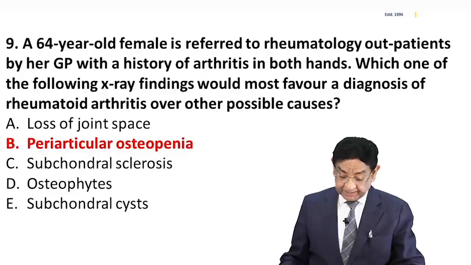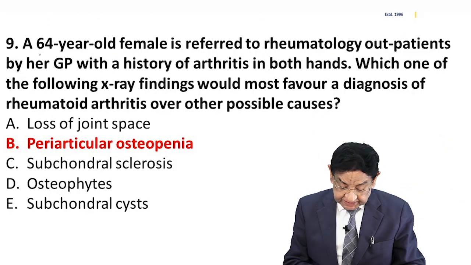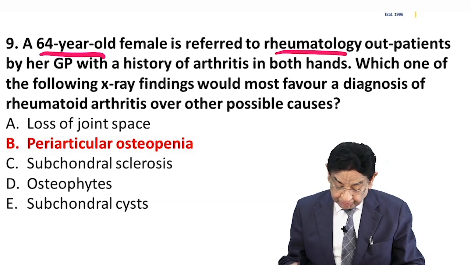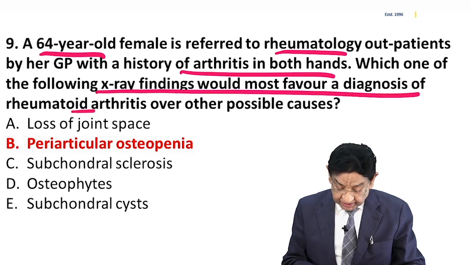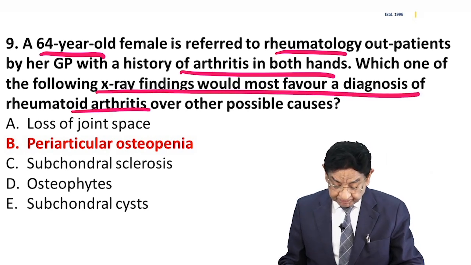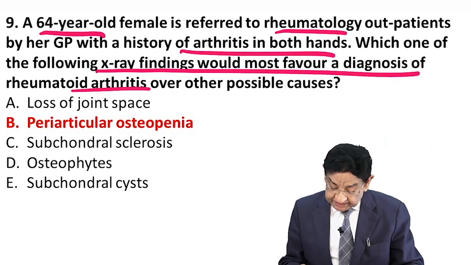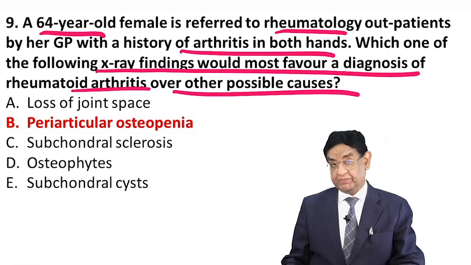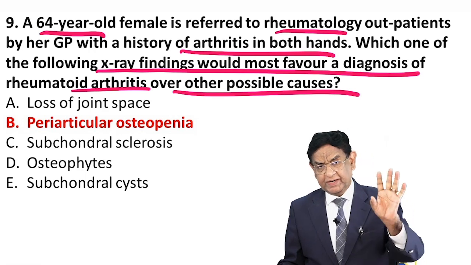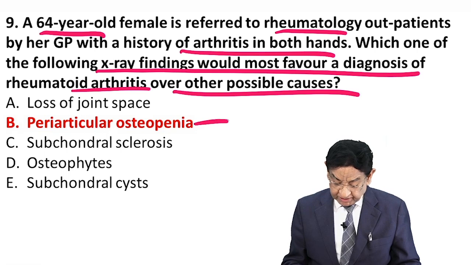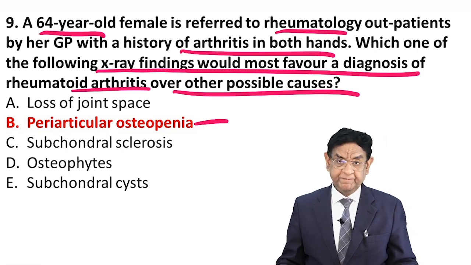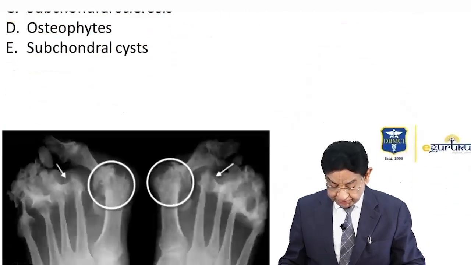Question number 9. You are getting a 64-year-old lady in the rheumatology OPD with arthritis of the bones of the hands, X-ray findings, fever, and the possibility as compared to other possible causes. Lovely question. He said, what are the other things? Answer is periarticular osteopenia. Let's look into the options.